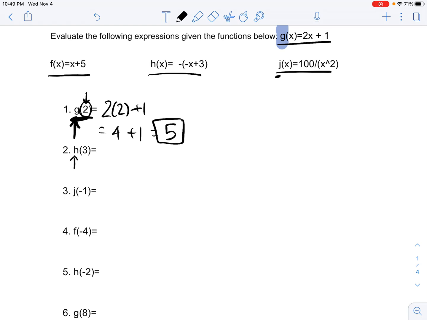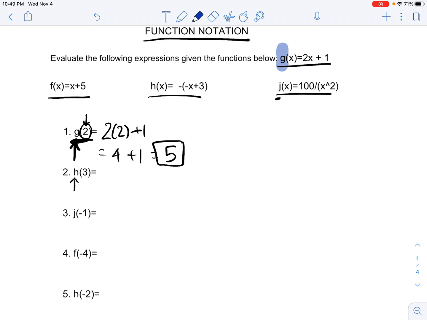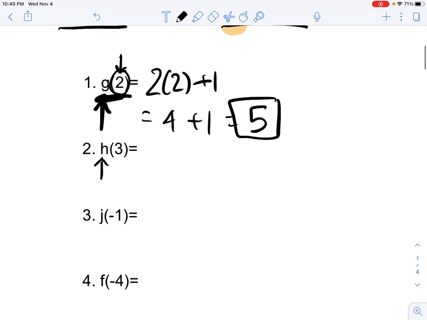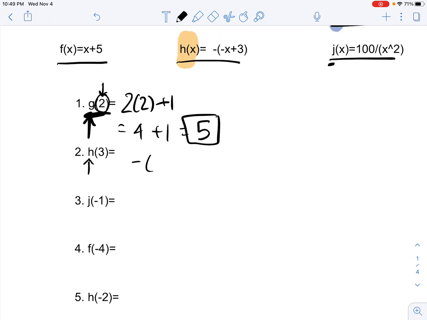Let's try h of 3. Now, where is the h function? Well, it's this one. So what I do is just negative x plus 3. Since 3 is our input, we replace the x with negative 3, plus 3. Negative 3 plus 3 is just 0, and that's our answer. Moving on.